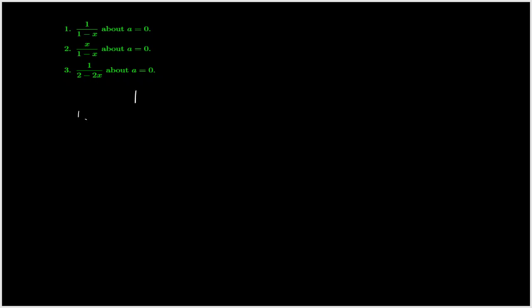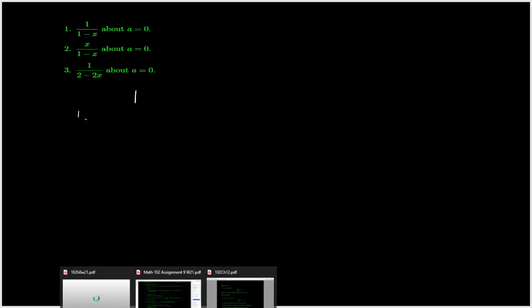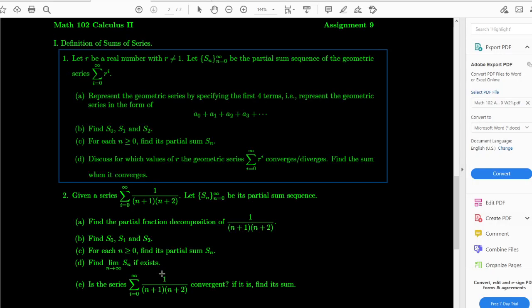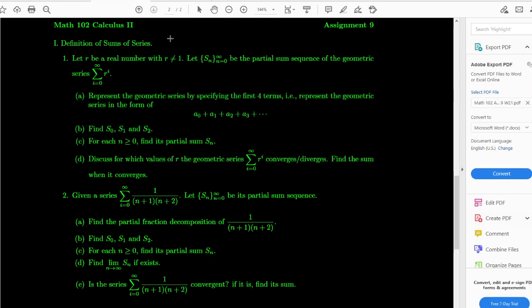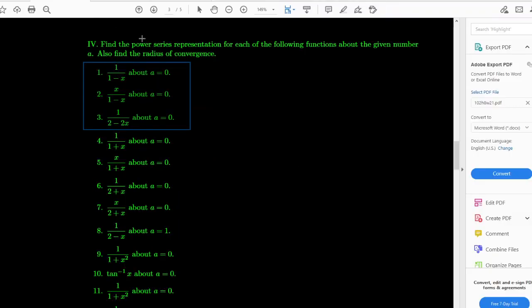I did not copy the question. Look at the question. It asks you to represent each of the following functions as a power series about a. It's kind of the other way around. I give you a function, and I want you to represent the function in terms of a power series.